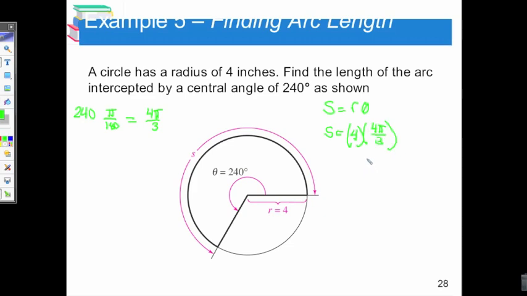Now, just multiplying, it's quite simple. I just get 16 pi over 3. And that is how big my arc length is. If I were to approximate this, because I think we're talking inches, it's about 16.7 inches. But that's essentially just using the formula and understanding the formula deals with radians, not degrees.